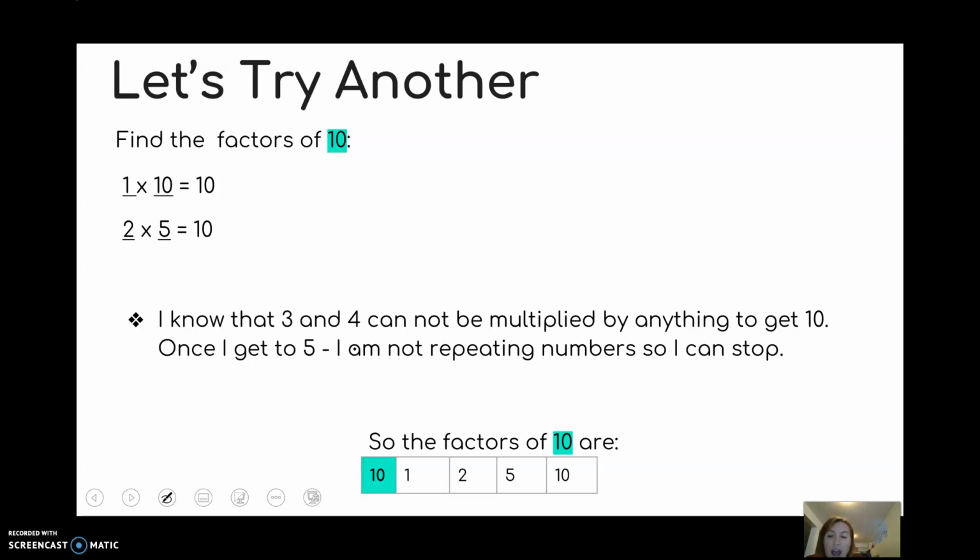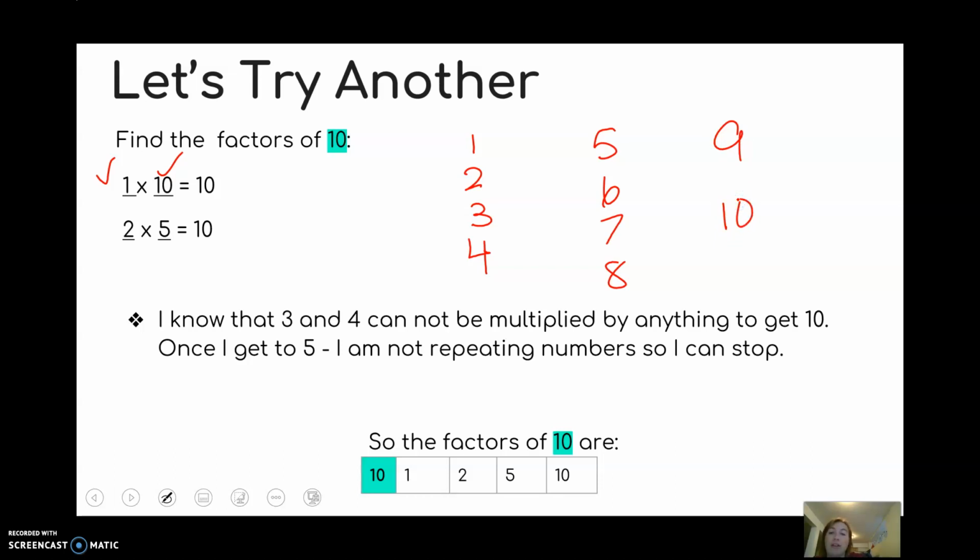So let's try another one right now. It says find the factors of 10. Like we just spoke about, we always know that two factors are going to be 1 and the number we are factoring. So 1 and 10, we know for sure are factors. Then I would think about, remember how in the last slide we went down the line and we wrote out all of the numbers?